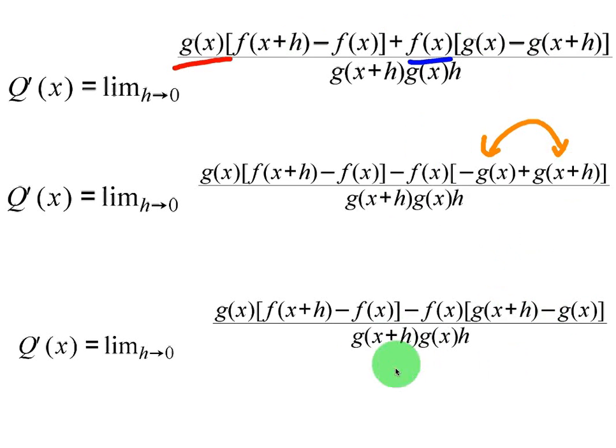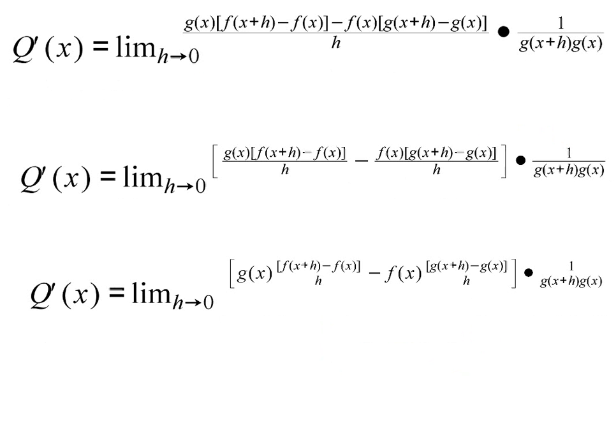Okay, so we have f of x plus h minus f of x over here. We have g of x plus h minus g of x over here. So now it's starting to look like the derivative of g, right? And that's what we're going to do. We're going to split this fraction up into two separate fractions.